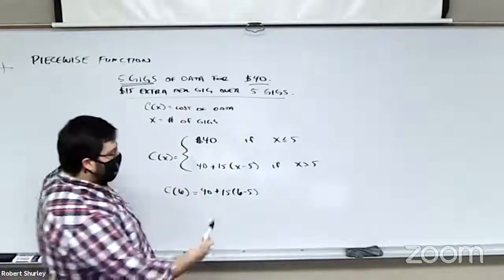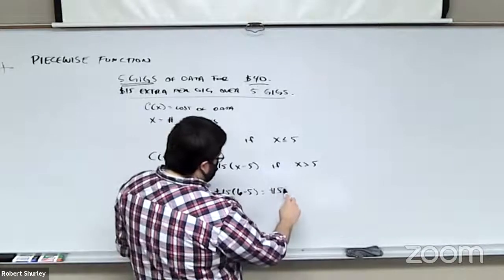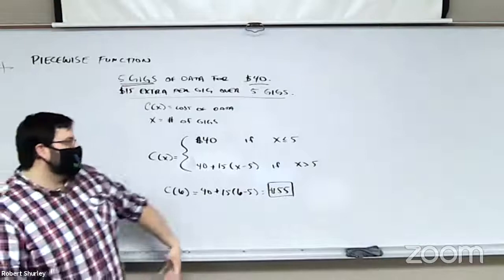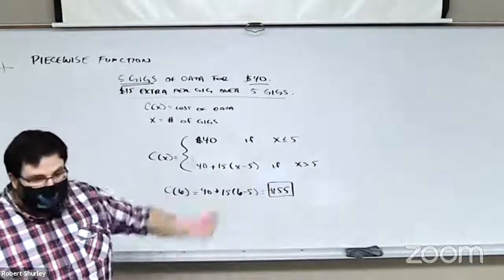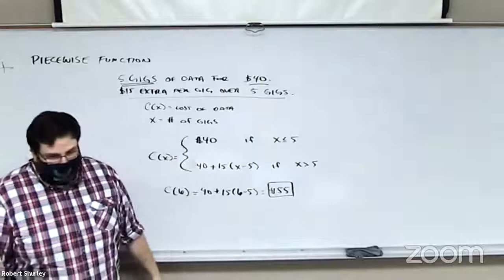So 40 plus 15. We do wind up with $55. So her bill, minus the $10 in fees and $20 in taxes, is going to be $55.